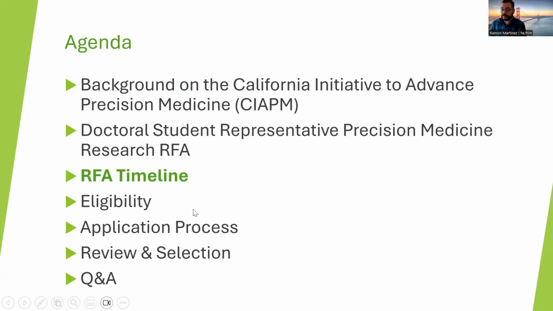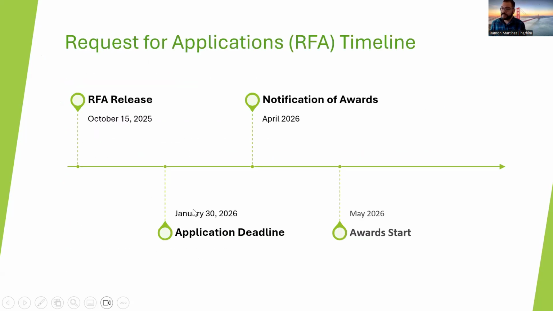So a little bit about the timeline of the applications. The request for applications was released on October 15th, and the application deadline in full is on January 30th of 2026. Notification of awards will occur sometime in April of 2026, and awards should start in May of 2026.